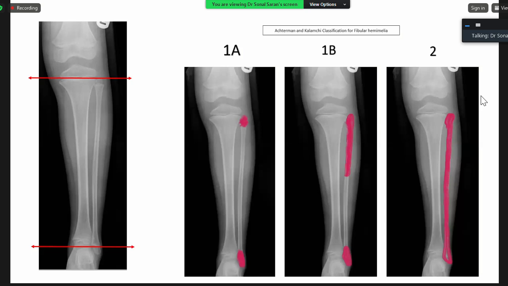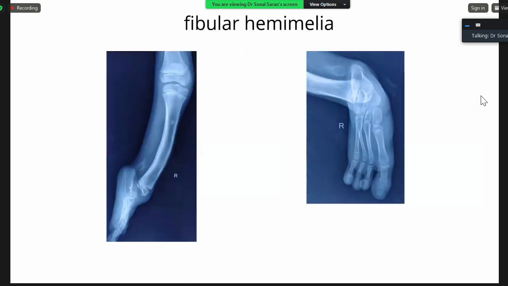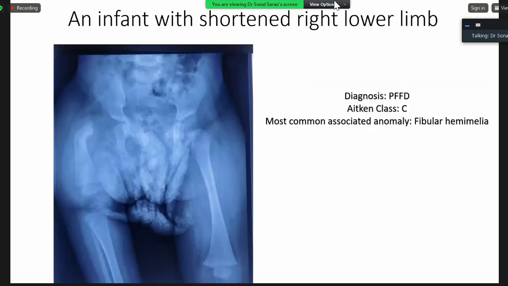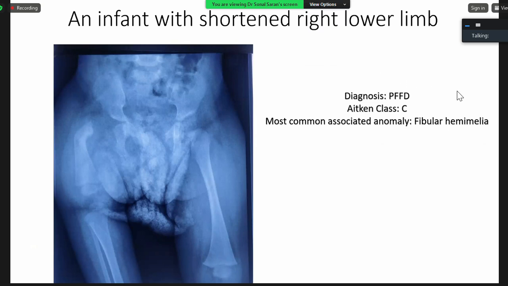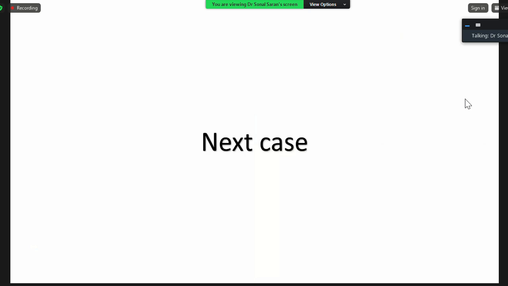And when we talk about fibular hemimelia, we have another classification, again based on the degree of hypoplasia of the fibula. So in fibular hemimelia, you can see hypoplasia of the fibula, and it is often associated with aplasia or absence of the fifth digit. So that case was PFFD with fibular hemimelia, and it was Aitken class C. So we'll move on to our next case.